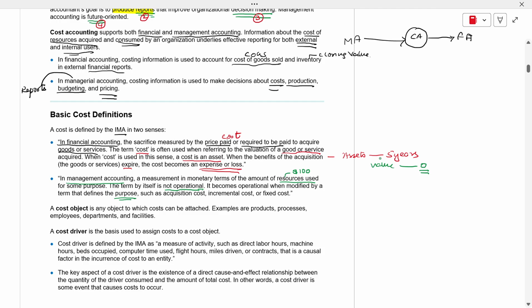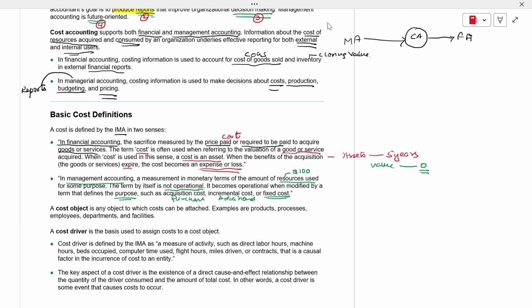When it is measured in monetary terms, we say it is the amount of resources used, how much resource you have. Here they are talking about acquisition cost, which is nothing but the purchase cost. Incremental cost is the additional cost. And what is the fixed cost?